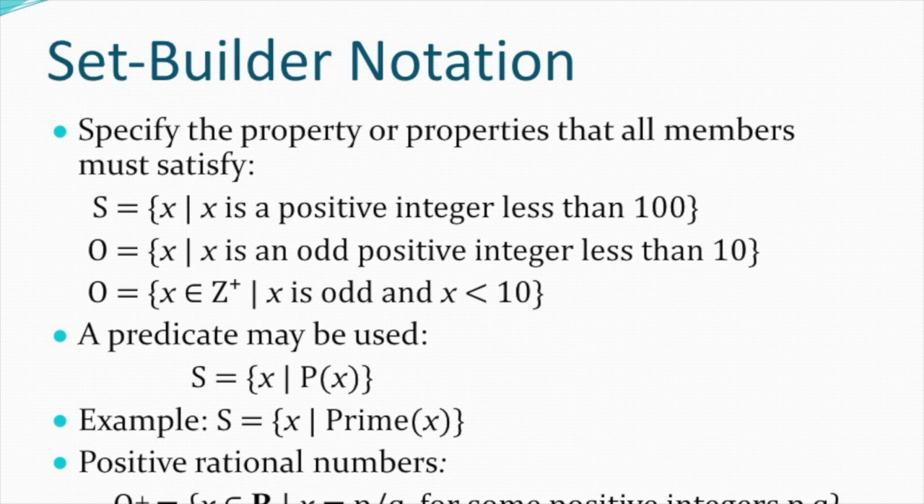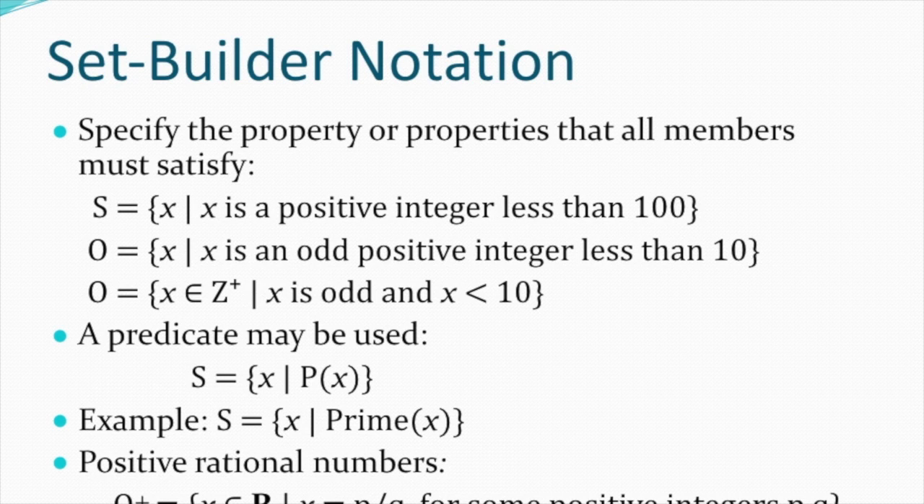Now, the set O basically has an element called X, where X is an odd positive integer less than 10. So any number positive and odd is an element of the set O. So this includes 1, 3, 5, 7, 9. But it will not include, for example, minus 1 or minus 3, because I defined the relationship to be a positive odd integer. It will never contain any real number as well.